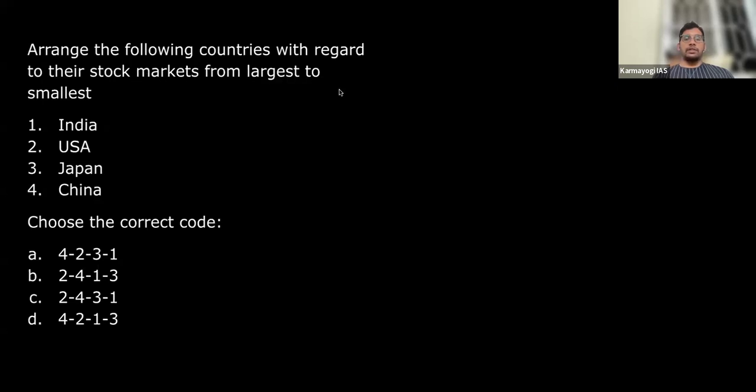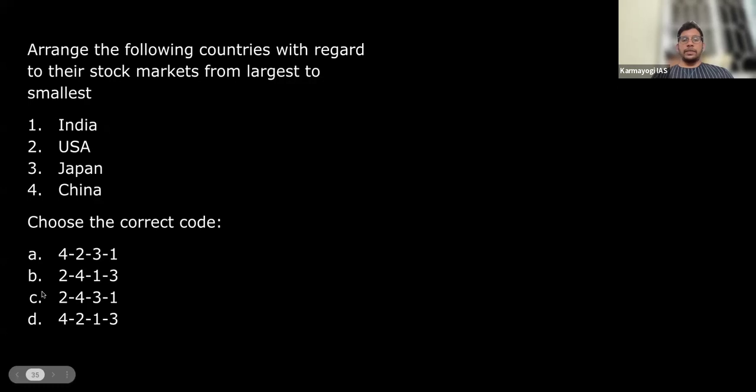Arrange the following countries with regard to stock markets from largest to smallest. India, USA, Japan, China. Among these, which are largest to smallest? The largest market is USA, right? So 2 should be there, and then China, and then Japan, and then India. All right. So 2, 4, 3, 1.